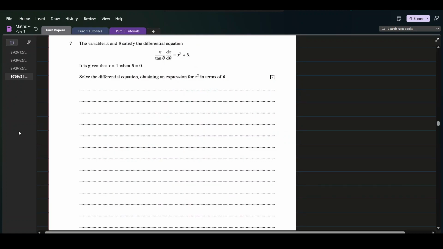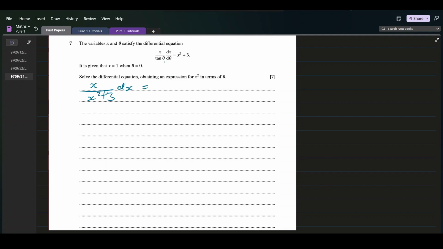Number 7. The variables x and theta satisfy the differential equation x over tan theta dx/d theta is equal to x squared plus 3. It is given that x is equal to 1 when theta is equal to 0. Solve the differential equation obtaining an expression for x squared in terms of theta. Okay, so let's start by separating our variables. So we get x over x squared plus 3 dx is equal to, then let's move both the tan theta and d theta to the right hand side, so that becomes tan theta d theta, and we're integrating both sides.